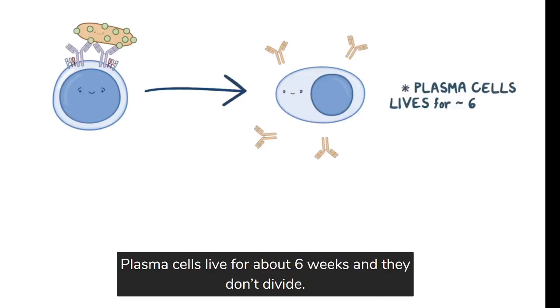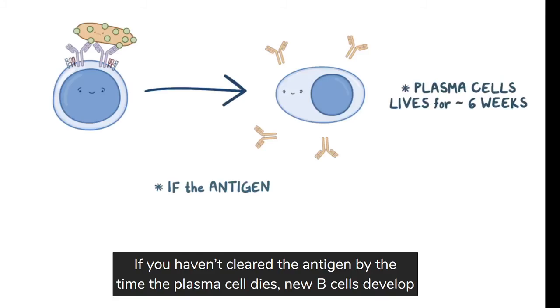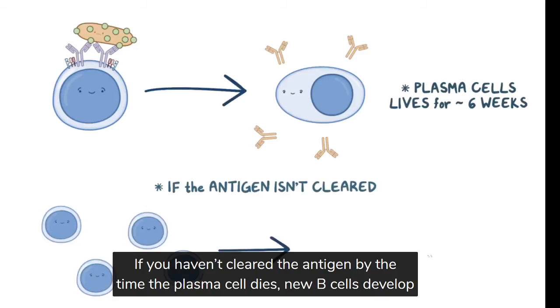Plasma cells live for about 6 weeks, and they don't divide. If you haven't cleared the antigen by the time the plasma cell dies, new B cells develop into plasma cells to take its place.